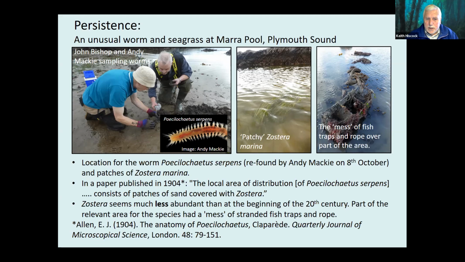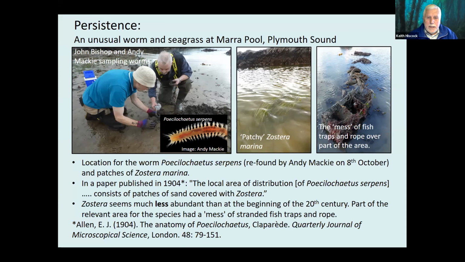But not just that, the scientific paper indicates that the location consists of patches of sand covered with Zostera, seagrass, Zostera marina. Well, lo and behold, the worm is still there. And so are the patches of Zostera marina, a species which is much valued these days and which has seen a large decline. So there is persistence, and you can do that.